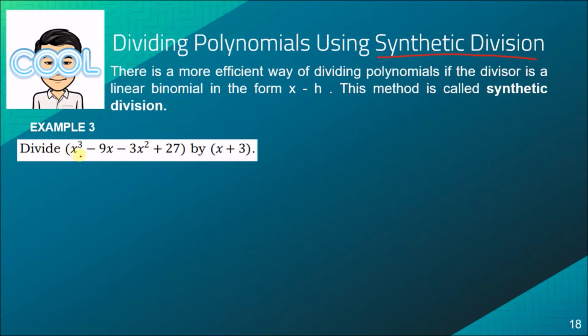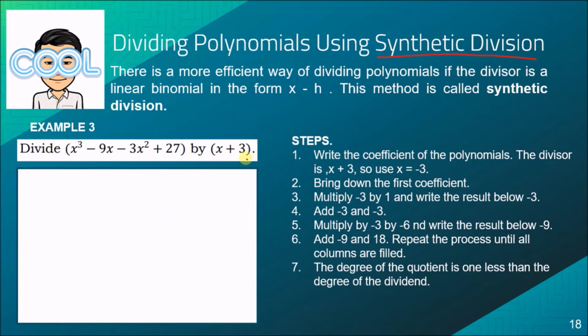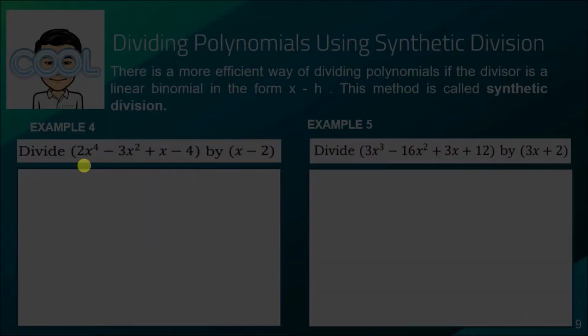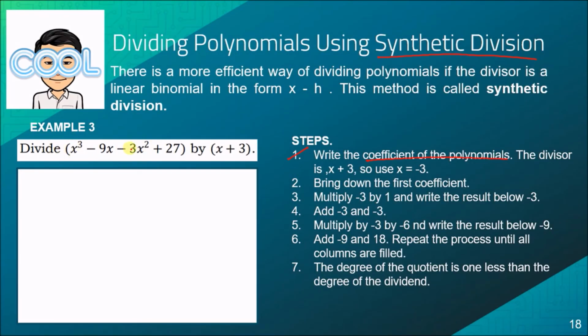Kaya, ang gagawin nyo is, ang step natin, ito yung mga gagawin nating step. Step number 1. Kailangan natin kunin yung mga coefficient ng polynomials in standard form. Kailangan naka-standard form din yan. Kung may re-recall natin, ito lang yung example number 1 natin kanina. I-descending muna natin, x cubed minus 3x squared minus 9x plus 27.